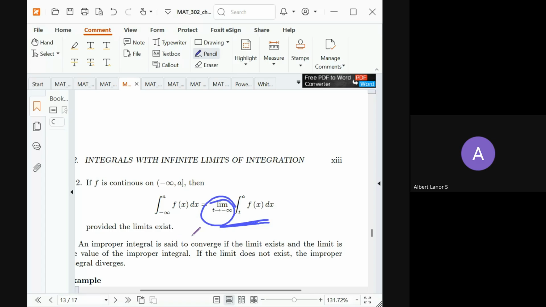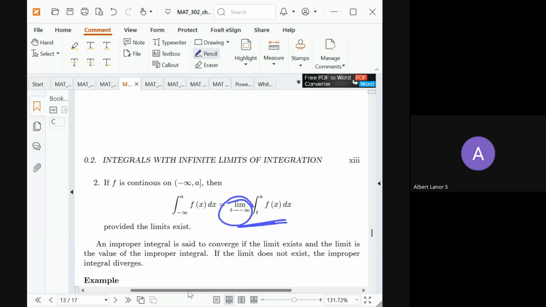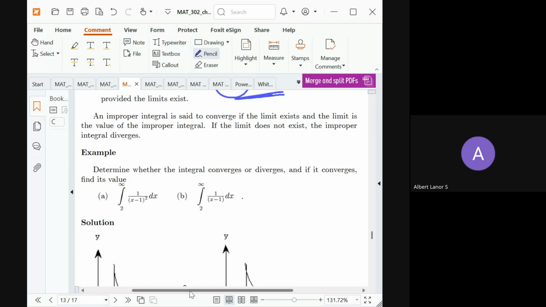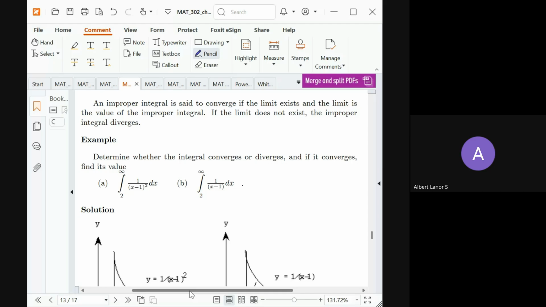All right, so if you do, an improper integral is said to converge if the limit exists, and the limit is the value of the improper integral. If the limit does not exist, then the same holds that it is divergent, or the improper integral diverges. So let's look at some more examples.